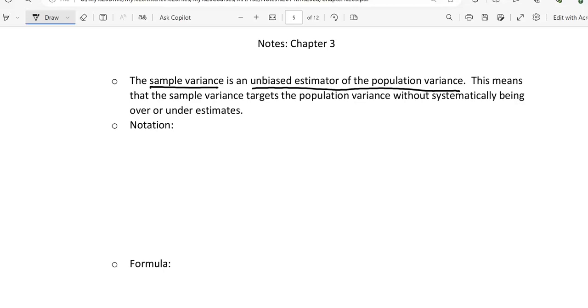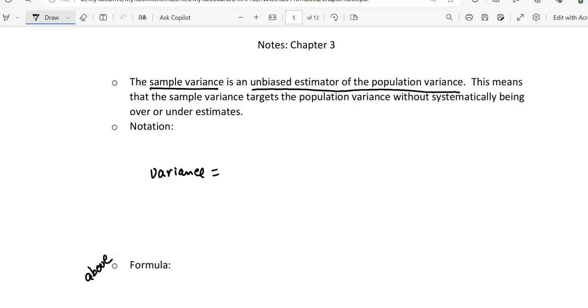We talked about the formulas earlier. I'll just put them above here. One thing I do want you to know is the relationship between them. To find the variance, I take the standard deviation and I square it. Or I could say the standard deviation is equal to the square root of the variance. So make sure you understand those relationships.